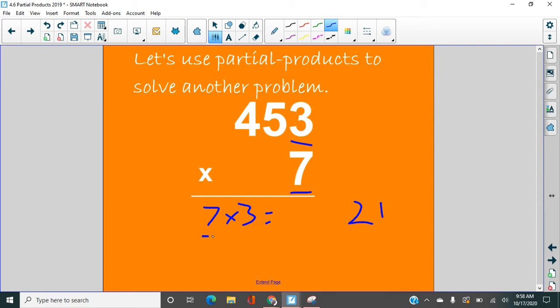Then 7 again. Let's use a different color, keep track of all this. 7 times 50 equals 350. And now 7 times 400.